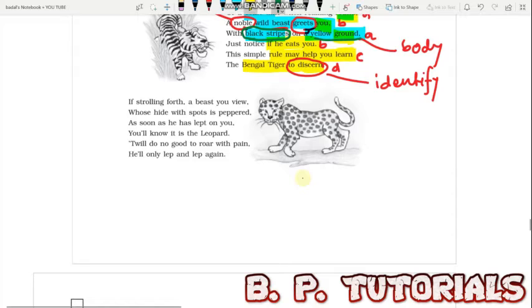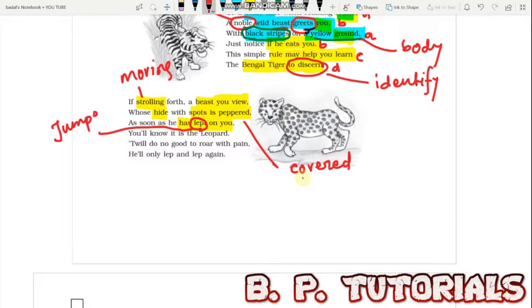If strolling forth, what is strolling? Strolling is moving, or you can say walking, taking simple walks. While moving forth, the beast you view, an animal you see, where will you see that? That is not told here. Whose hide with spots is peppered. Peppered means covered. His whole body is covered with spots, which also helps this animal have a little camouflaging capability, so the spots help it to hide. As soon as the animal has leapt on you, you will be sure. You will know it is the leopard.